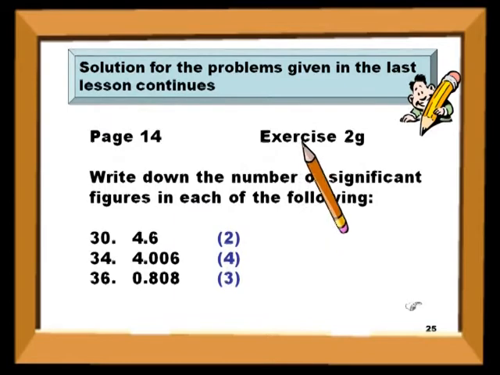Solution for the problems given in the last lesson continues. Page 14, exercise 2G. Write down the number of significant figures in each of the following: 30, 2. 34, 4. 36, 3.